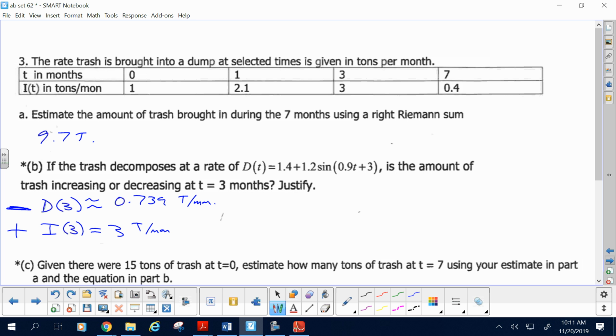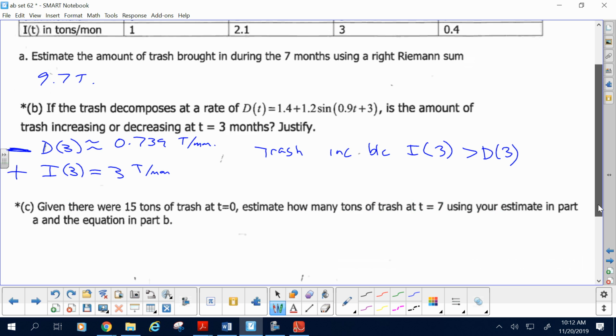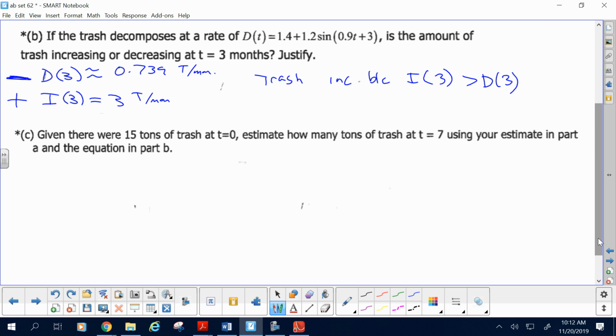So they're a fighting rate kind of problem. Which one wins? Increasing trash. The in rate is greater, so it must be the case that the amount of trash is increasing. You'd say trash is increasing. How would you justify that? I(t) is bigger, because I(3) is greater than D(3). Is it okay if I said I(t) is bigger than D(t) when t equals 3? Yes, absolutely.